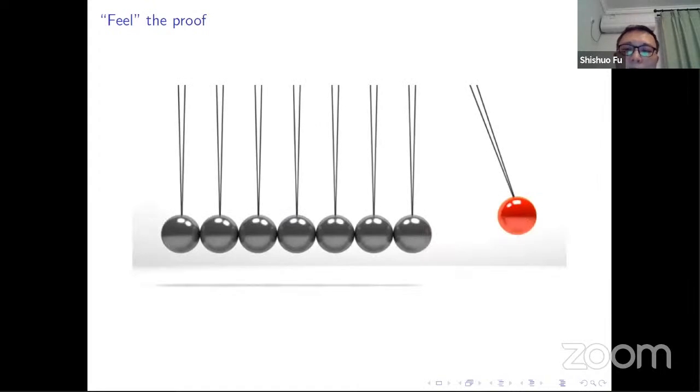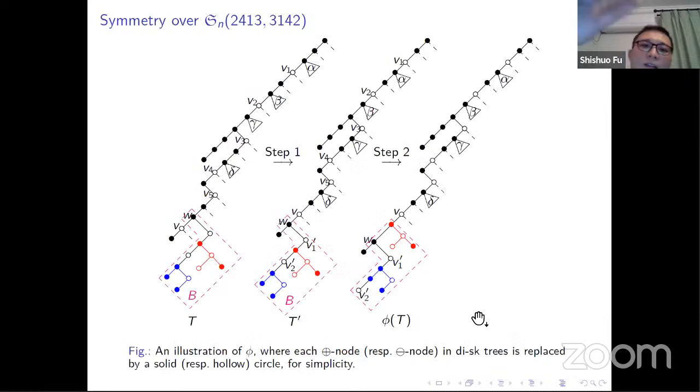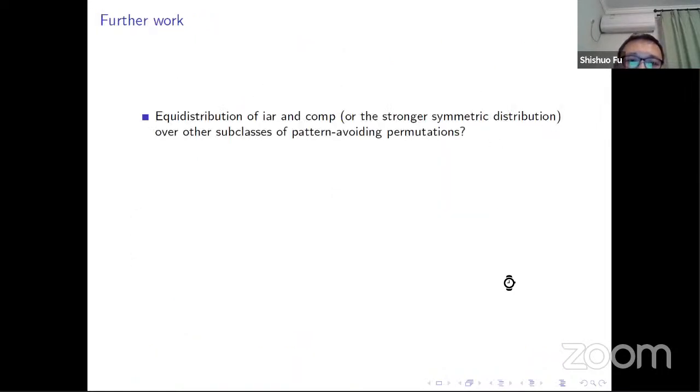I give you one picture to show you the idea behind this. It's the Newton's cradle, the so-called Newton's cradle. The energy will be transferred from the rightmost ball to the leftmost ball one by one. So that's like our bijection. Our bijection is doing surgery on this tree. You shift something above here and along this path all the way down to here, and you do something here. Again, there are many details about this bijection. I'm sorry, I do not have time to cover.